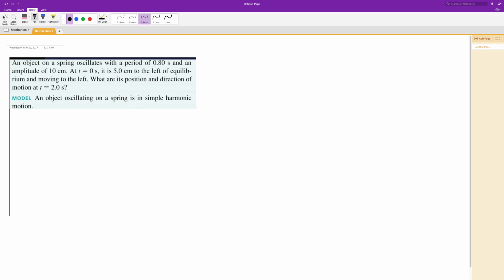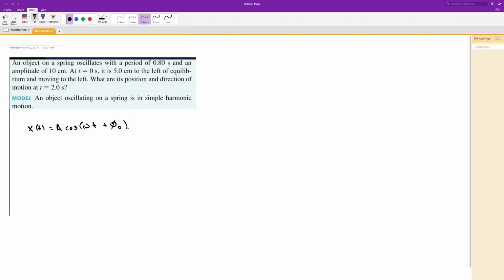To find the position, we have to use this equation, that is x at t equal to A cos(omega t plus phase constant). So this is the thing we have to use to find the position. If you check, we don't have the phase constant. We have to find the phase constant, and also the omega and amplitude. The amplitude is given as 10 centimeters, so we don't have to worry about that, but we have to find the omega, the angular frequency, and the phase constant. So let's see how we can find this.